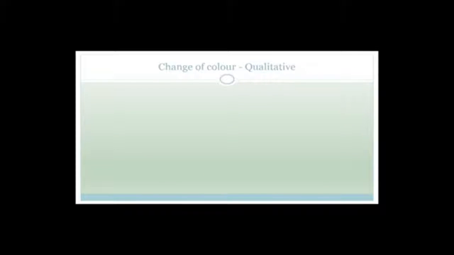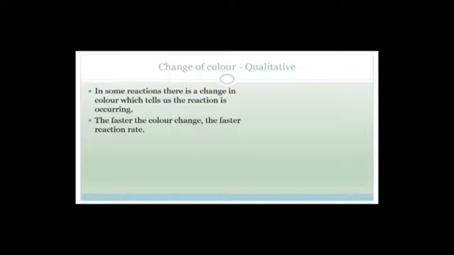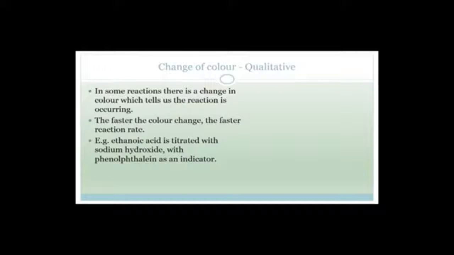Another example of a qualitative measurement is the change of color. So in some reactions, there's a change of color, which tells us that the reaction is occurring. For example, if we do a titration. So the faster the color change, the faster the reaction rate. So another example is ethanoic acid is titrated with sodium hydroxide, and phenolphthalein is the indicator. And phenolphthalein is a pink indicator.